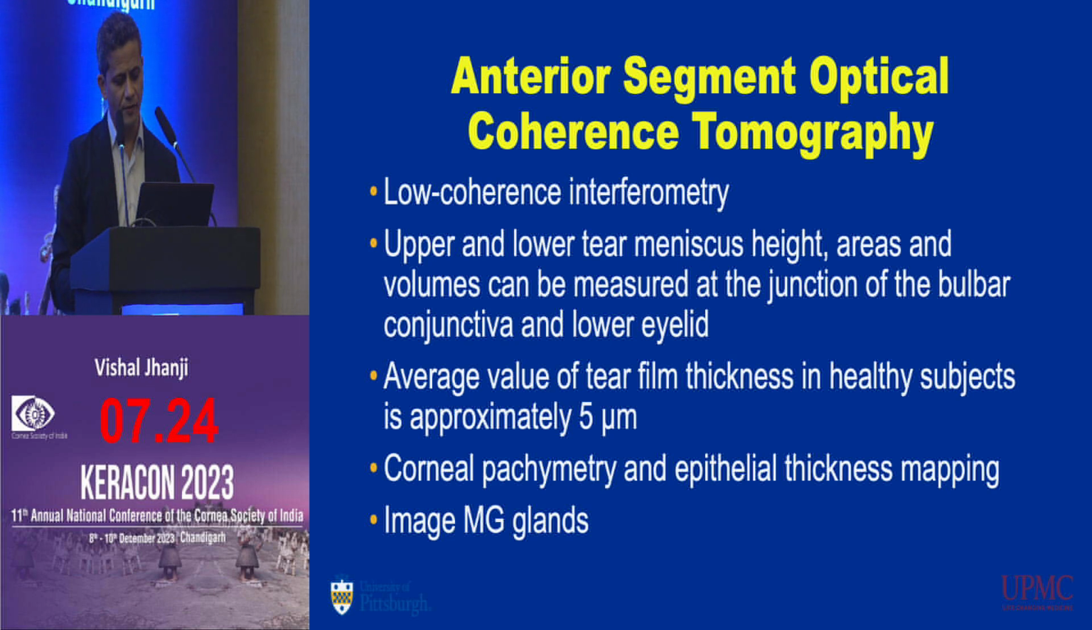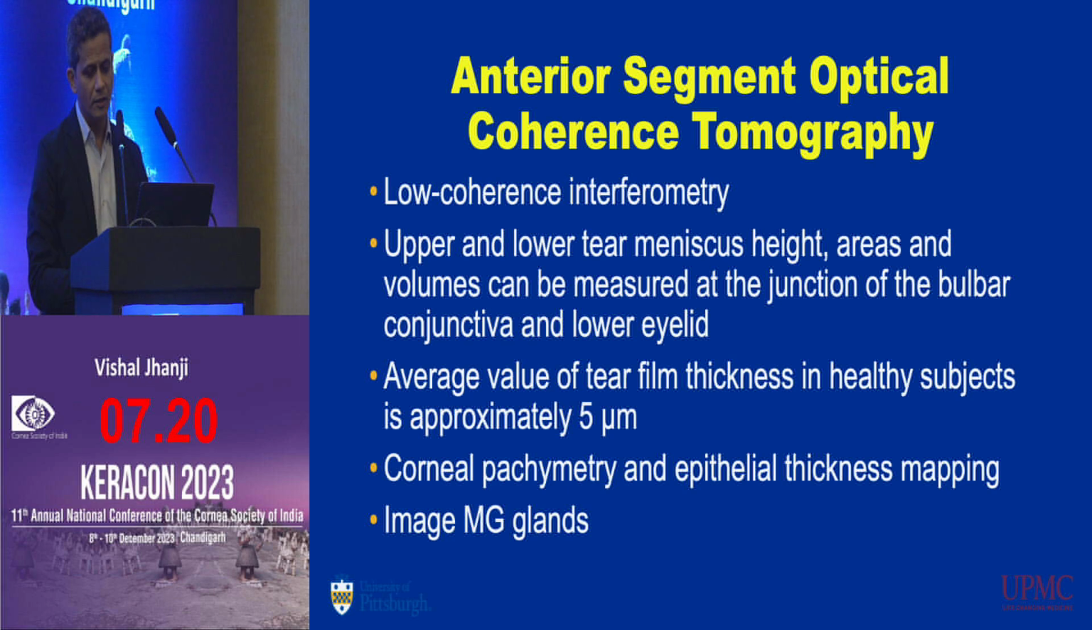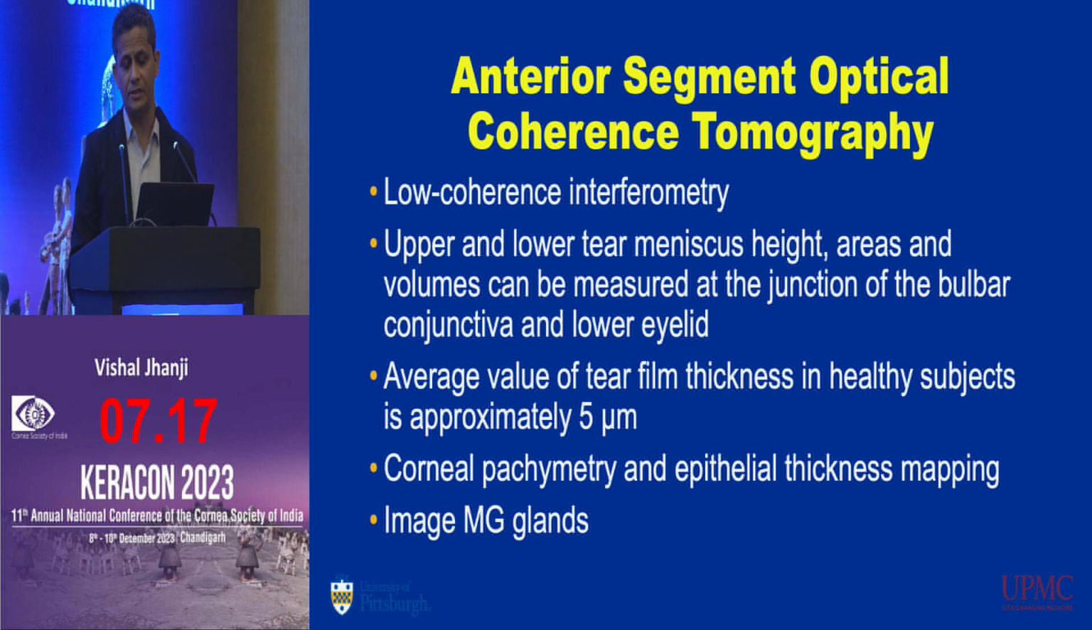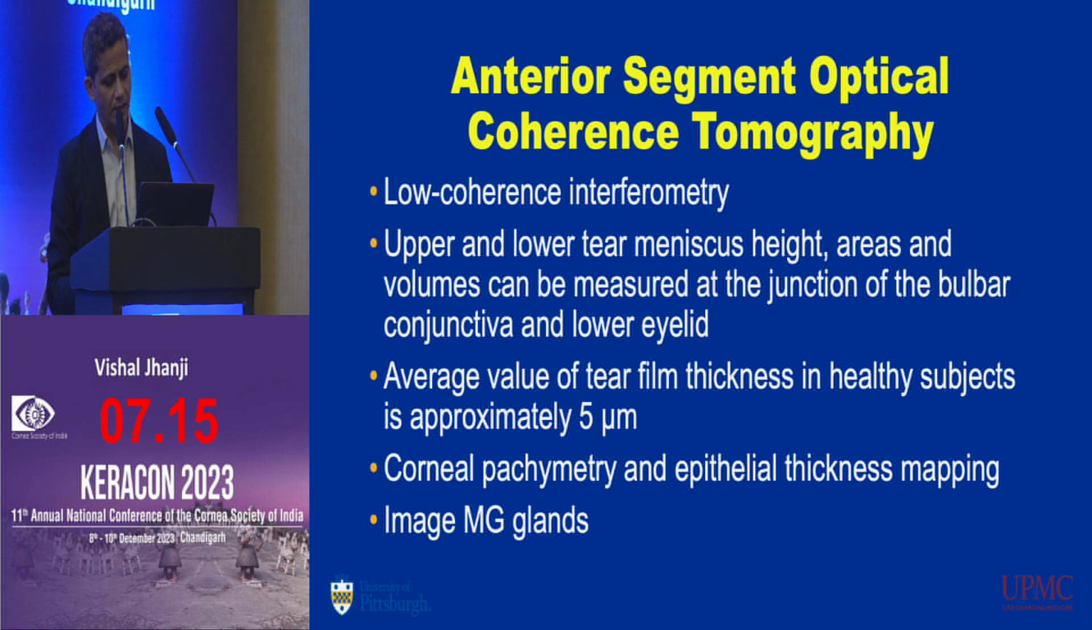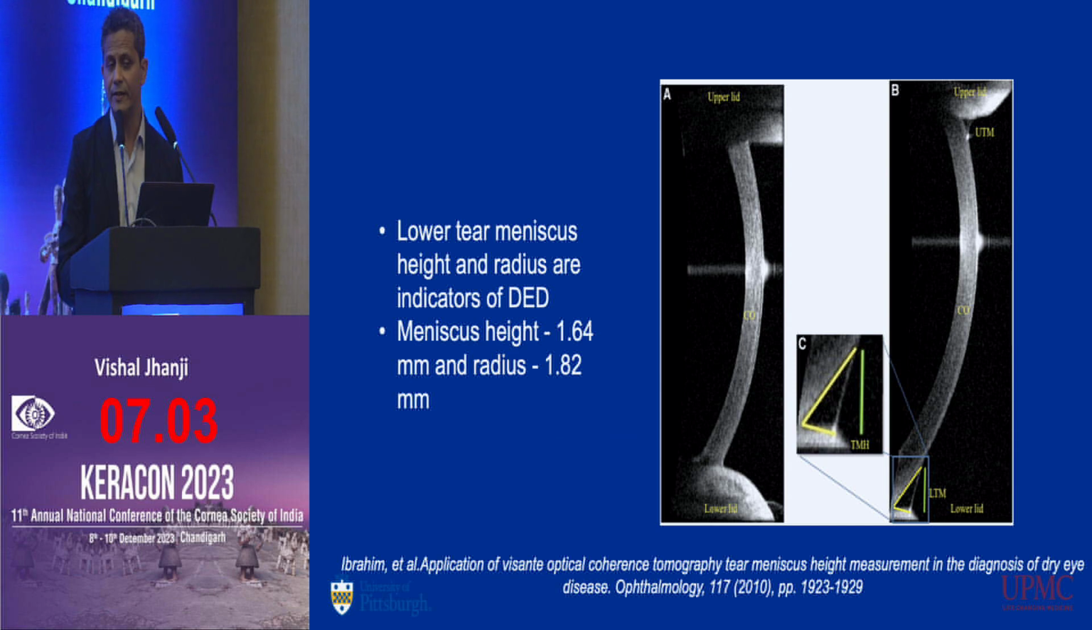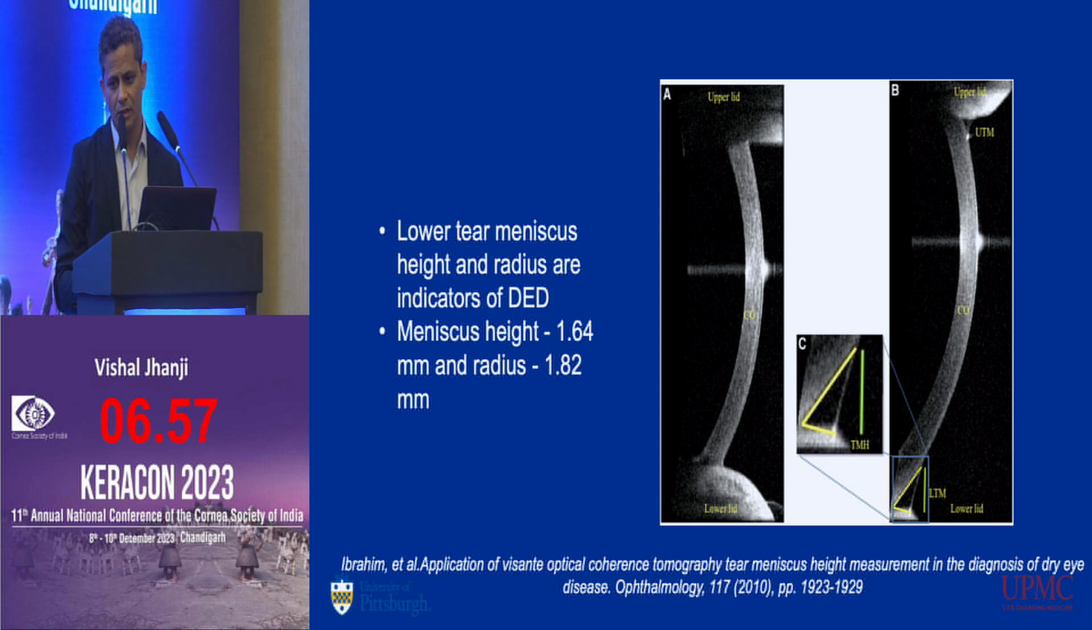The average value of tear film thickness in healthy subjects is approximately 5 microns. You can, of course, use this same OCT to measure the thickness of the cornea and do epithelial thickness mapping as well, which might be useful in patients with severe ocular surface disease, especially Sjogren's syndrome. And OCT can also be used to image the meibomian glands, which I feel is a more useful utilization of this expensive device.